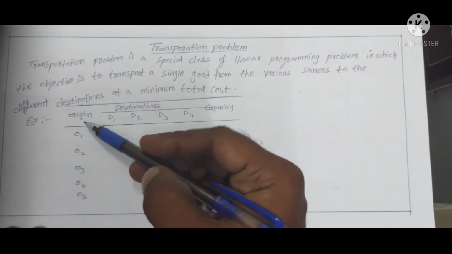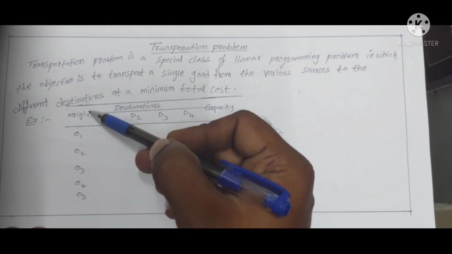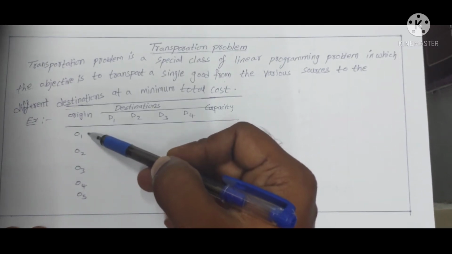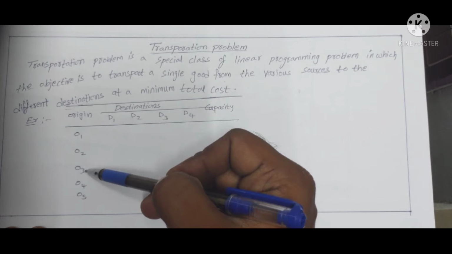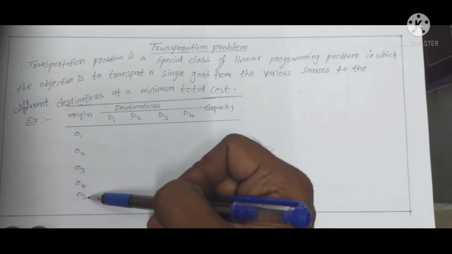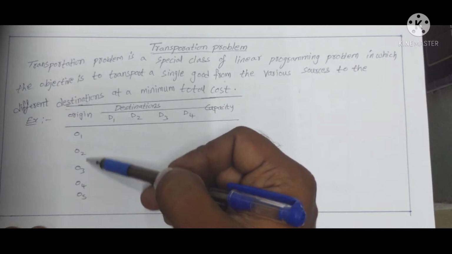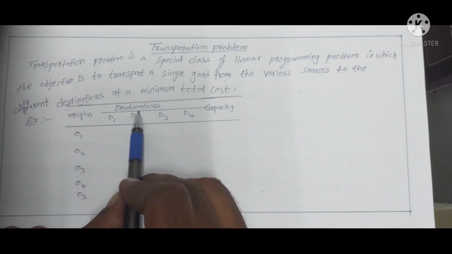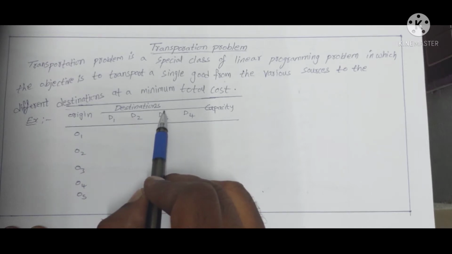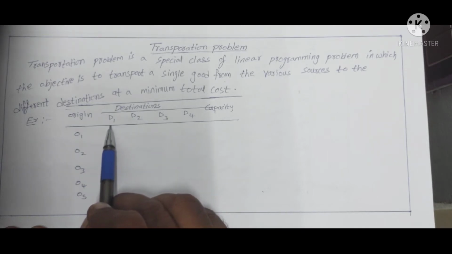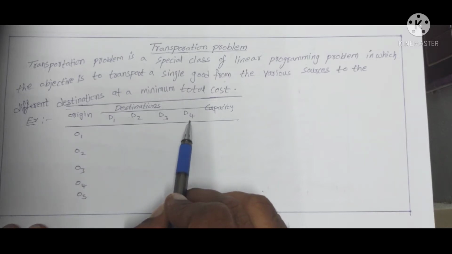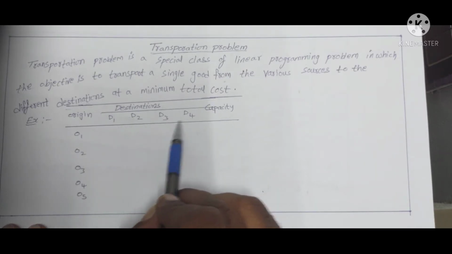Below this definition we have a table. In this table we have the origins. Below the origins we have O1, O2, O3, O4 and O5. These are the origins where the goods are to be produced. Next, the destinations are where the products are to be transported. Let us take the destinations as D1, D2, D3 and D4.